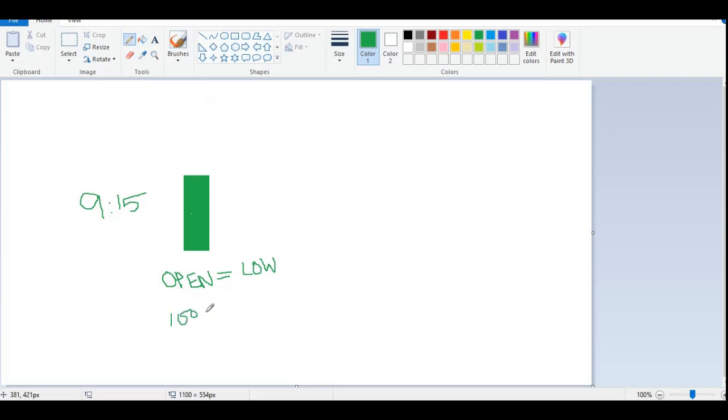Open is equal to low means the stock opens at 100 rupees, and that is the low of the candle after finishing this candle, say 5 minutes, or 1 minute, or 15 minutes. This is called open is equal to low. Open is equal to low means it is a bullish candle.